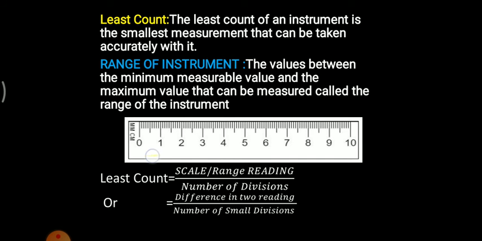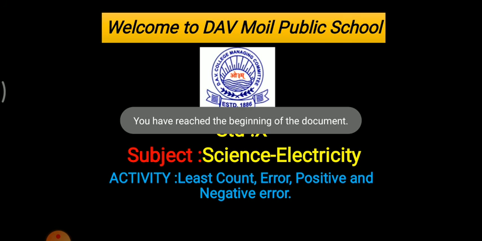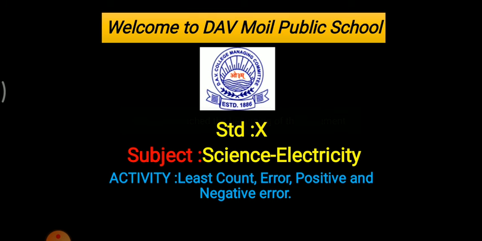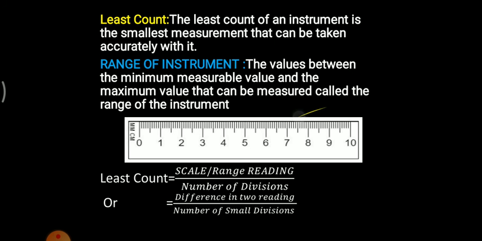As you can see, this is a unit which is measured in centimeter. So whatever you get from the difference between two readings upon the number of small divisions, that would be the least count, and the unit would be centimeters. So the least count of this ruler would be 0.1 centimeter.